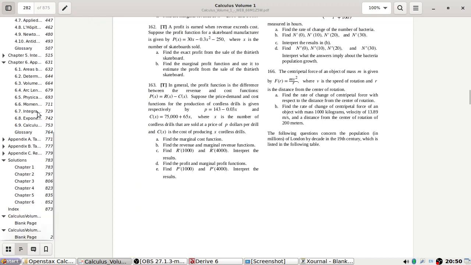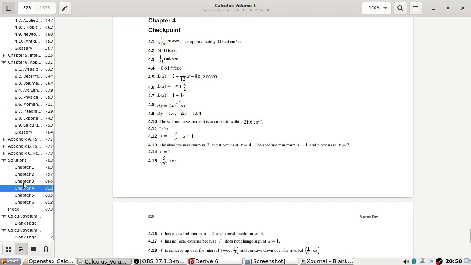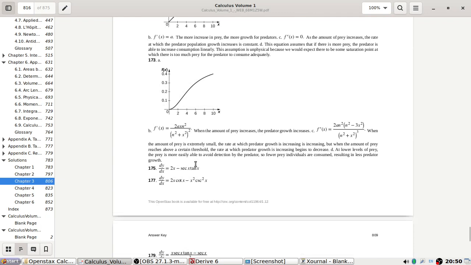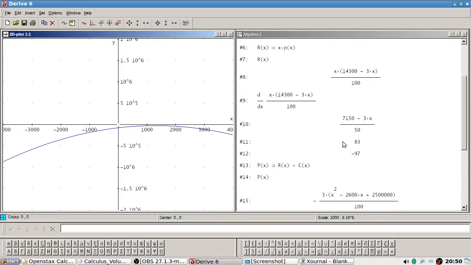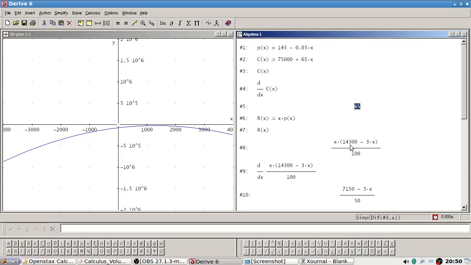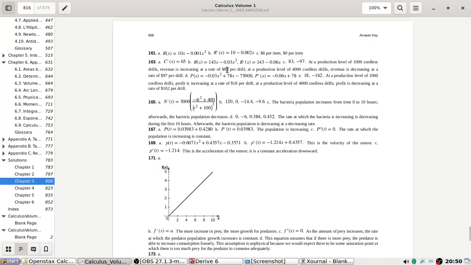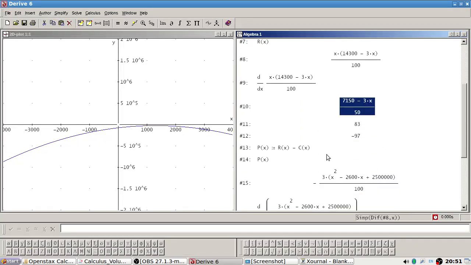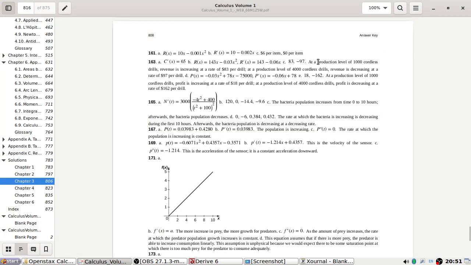Let's check the answer. So this is 163. Okay, so 65, so that's correct. And then 143x. So yeah, that's right. Minus that. Okay, so that's right there. 143 minus that looks right as well. 83 and minus 97. Yep, that's right as well. And then it's making 83 per drill, but down to 4,000, it's losing 97.